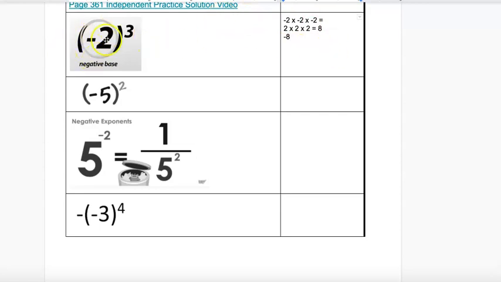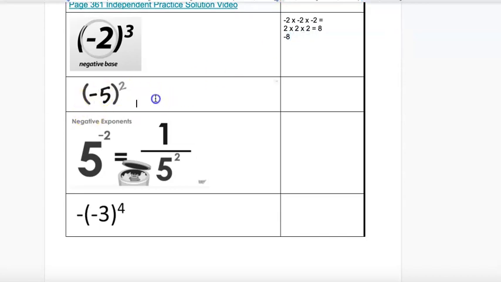So anytime you're dealing with a negative base and you have an exponent, if it's a 1, 3, 5, 7 exponent, you know that you're going to have a negative answer. But if it's 2, 4, 6, 8, right, if it's an even exponent, you know that you're going to have a positive answer. And you could check that by squaring it.